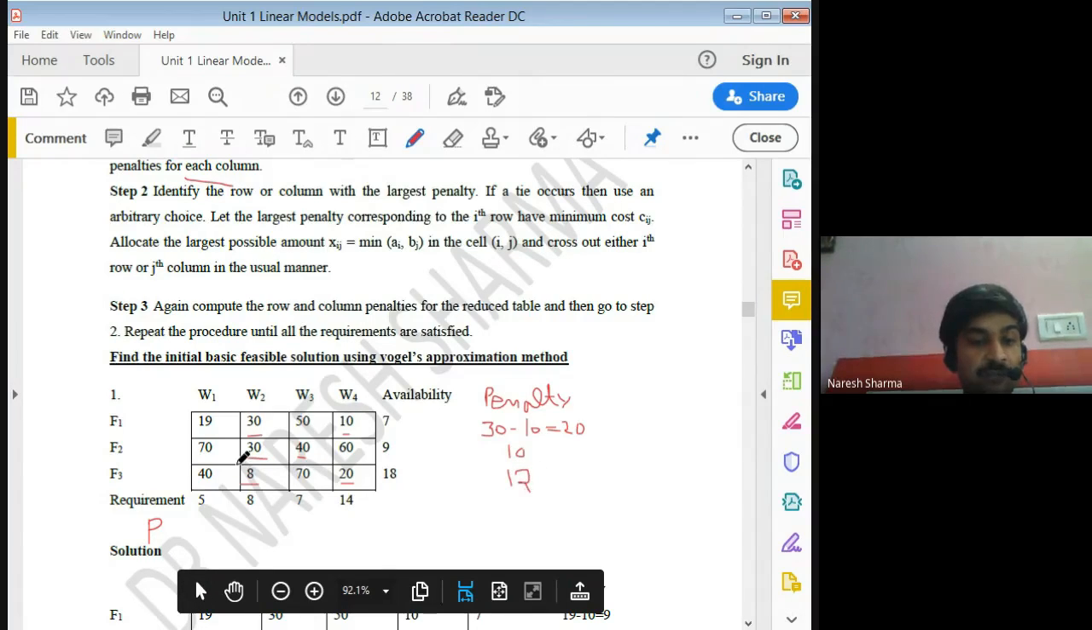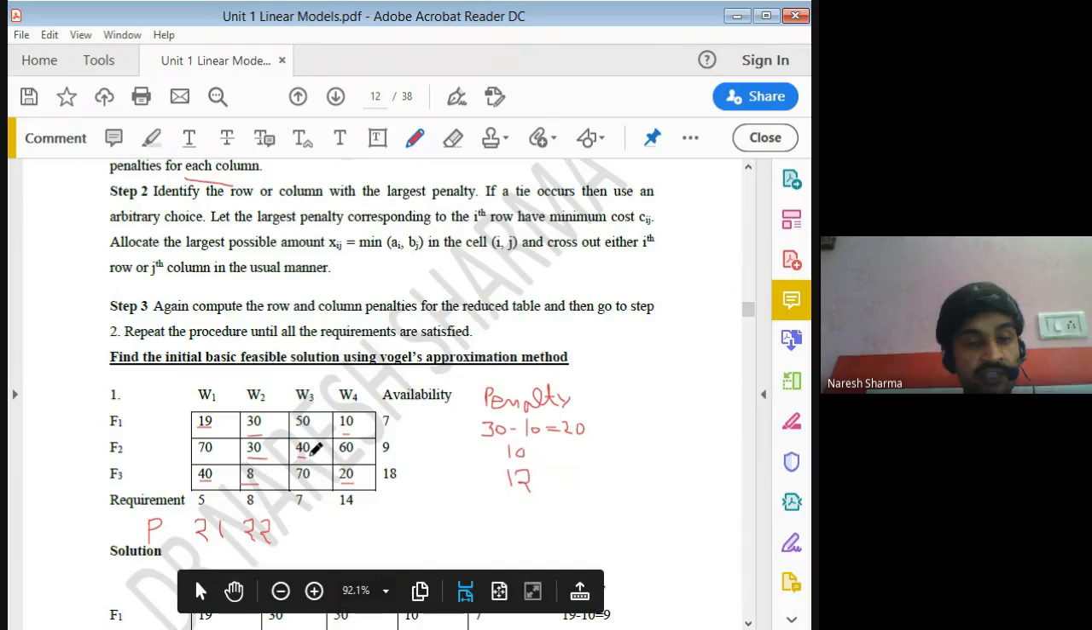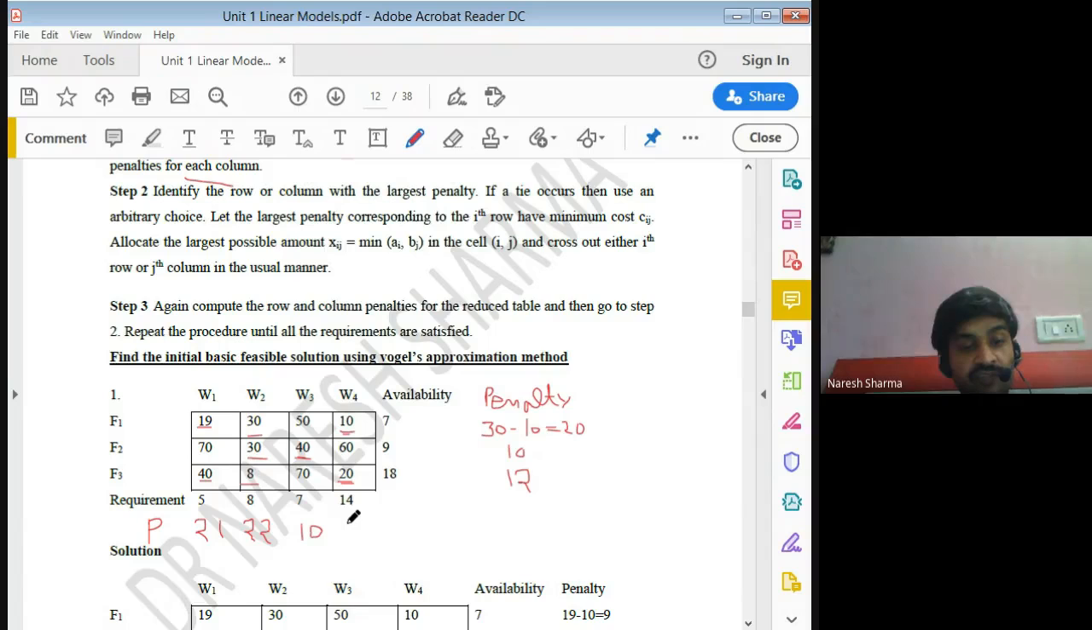Similarly calculate the penalty column wise. In the first column it is 19 and 40, the minimum two values. The difference is 40 minus 19, which is 21. Similarly here it is 8 and 30, the difference is 22. So this is the first step in the algorithm. Then 40 and 50, the difference is 10. The next column is 10 and 20, so the difference is 10 again.